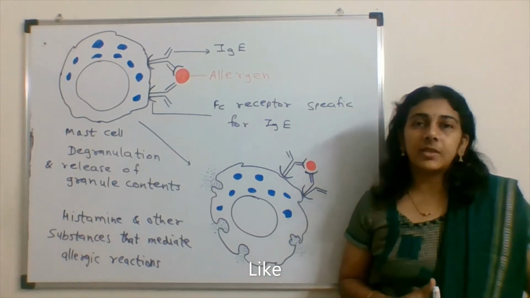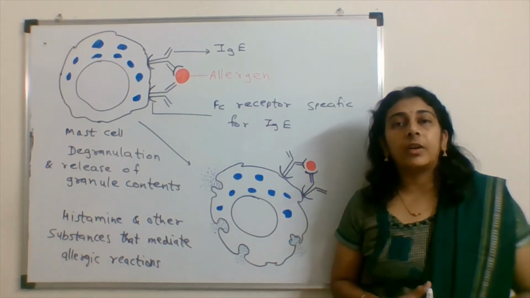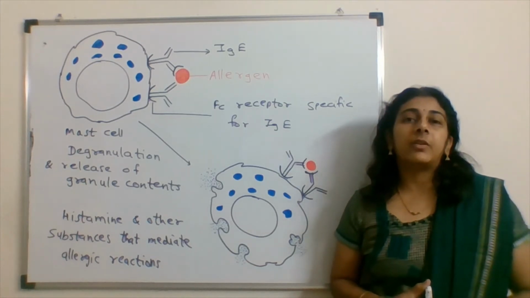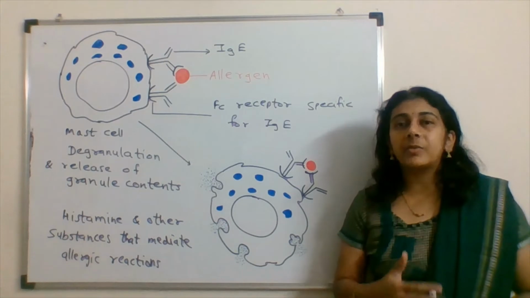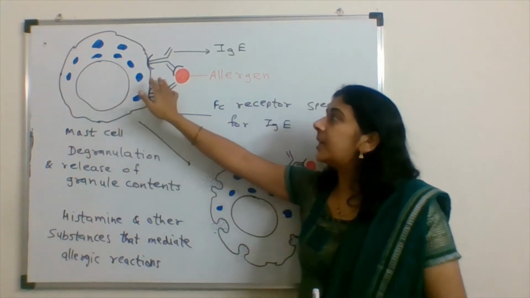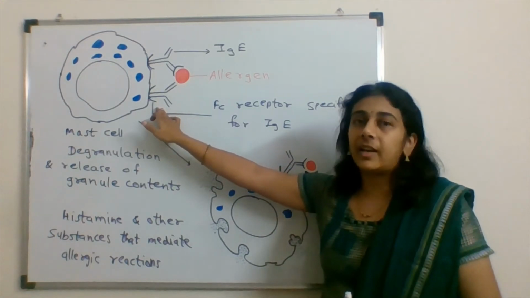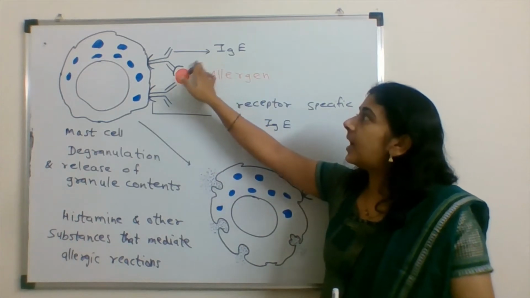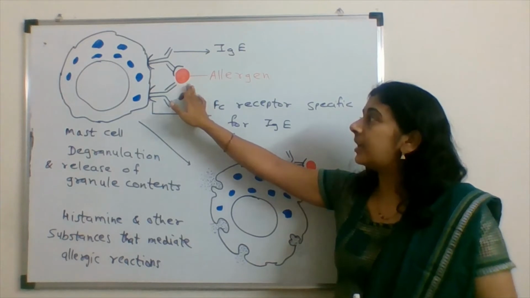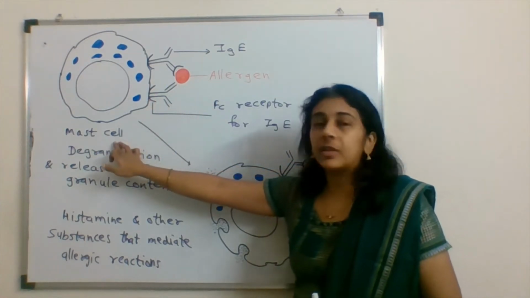So how does this process occur? IgE is the antibody involved in this process. When IgE comes across some allergen, it binds with that allergen. Mast cells have receptors for the Fc region of the antibody IgE. So this is an IgE antibody along with allergen, and now this antibody is getting bound to the Fc receptor which is present on a mast cell.